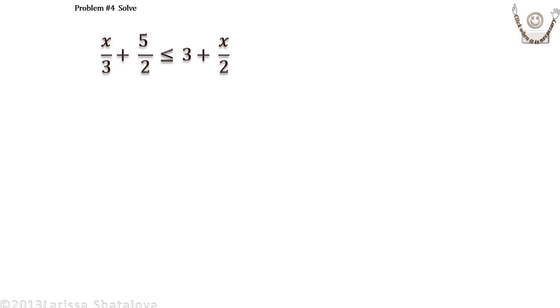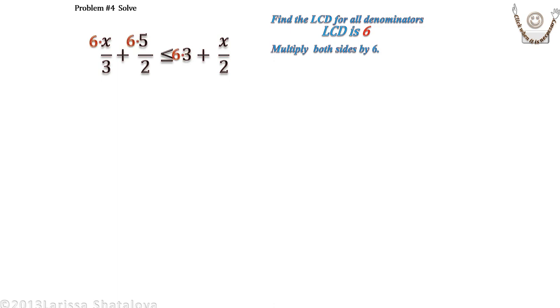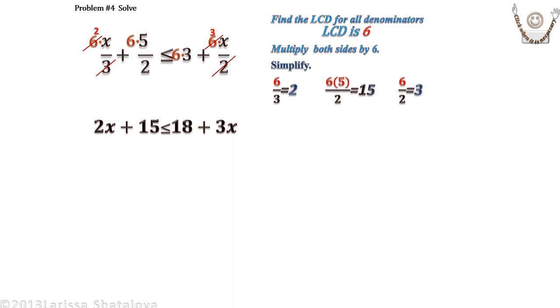Next example. x over 3 and 5 over 2 less or equal positive 3 and x over 2. We have an inequality with fractions, so we have to find the least common denominator for all denominators, which is 6. So now we are multiplying both sides by 6. We want to clear fractions, so this is why we have to simplify now. 6 over 3 is 2. 6 times 5 over 2 is 15, and 6 over 2 is 3.